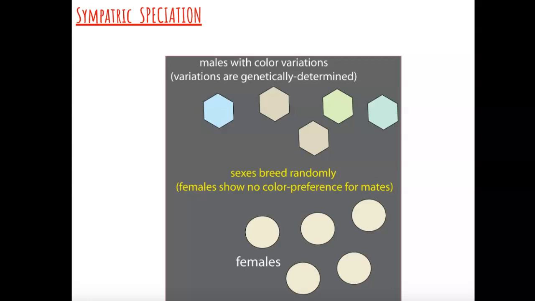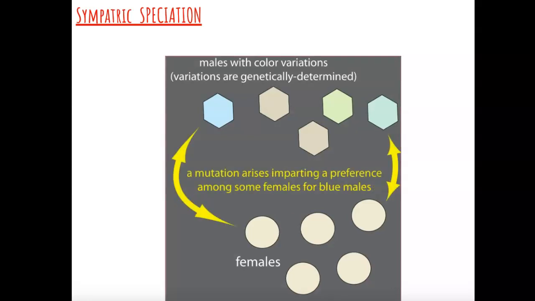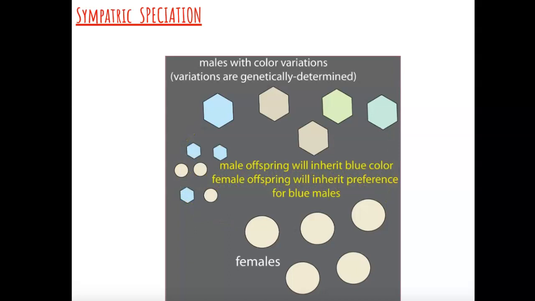So in this example, we start out with males with color variations, and those variations are genetically determined. At first, females are going to breed randomly, so the females don't show any preference for males. But over time, we're going to possibly see females show a preference. In this case, we have some females preferring blue males and some preferring green males. And so over time, we will have male offspring that inherit blue color, and female offspring will inherit the preference for blue males.